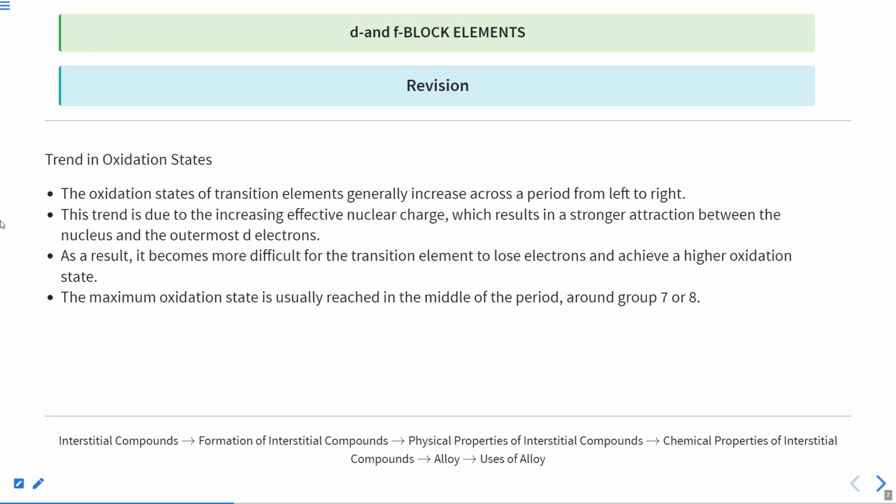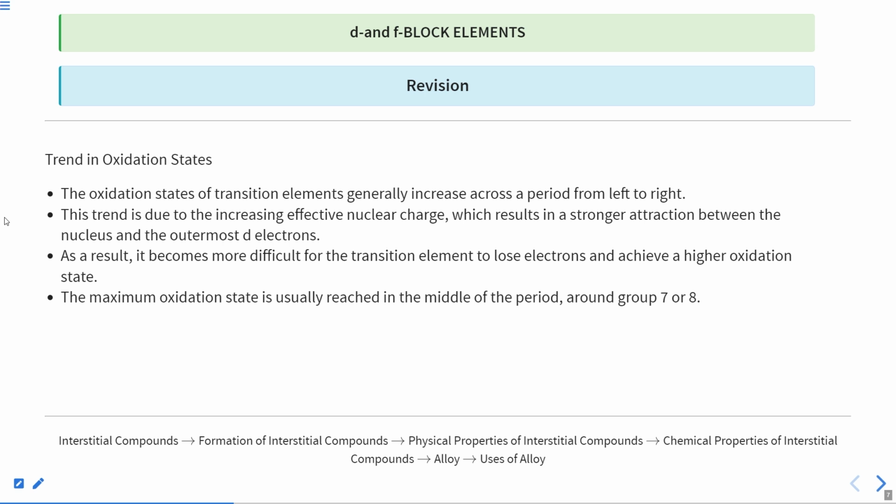Now let us talk about the trends in oxidation state. We have said that we have a variety of oxidation states. It can show +2, +3, which are the most common ones. In addition to that, it can show from +4 to +7, right? But still there is a trend for it. As we move from left to right, the number of oxidation states that is possible for an element increases first, then it goes to a maximum, then after a certain point it decreases.